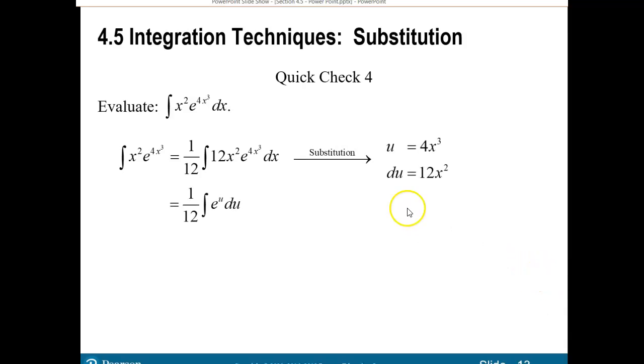So we're going to let u be the exponent. The derivative then is 12x squared dx. So this 12x squared dx is the du part, and then this is e to the u, and the 1/12 still sits in the front. So again, the antiderivative of e to the u is itself, so I get 1/12 e to the u plus c. Then I put back in the 4x cubed.